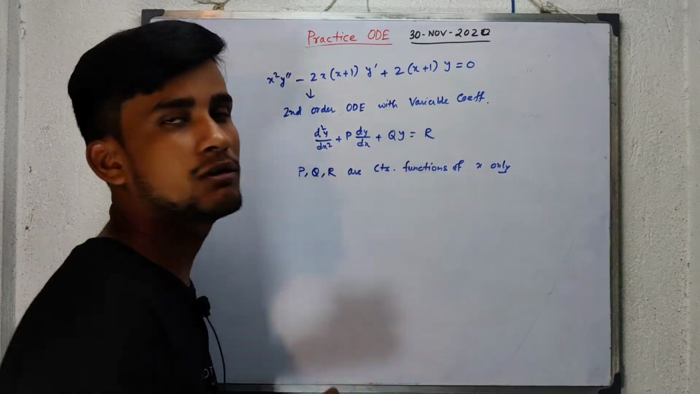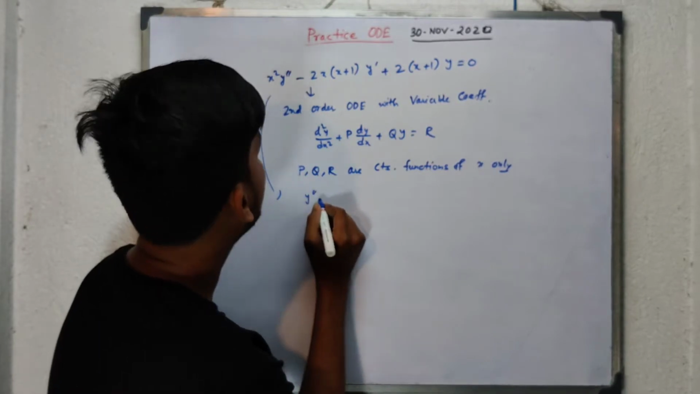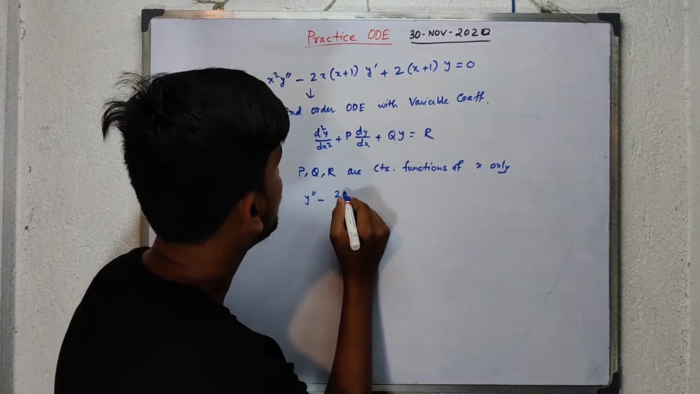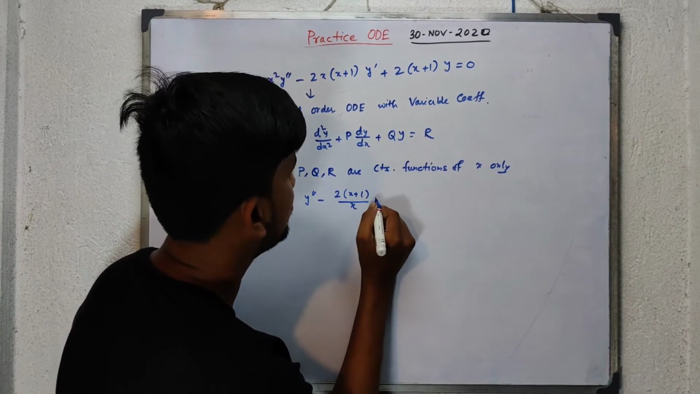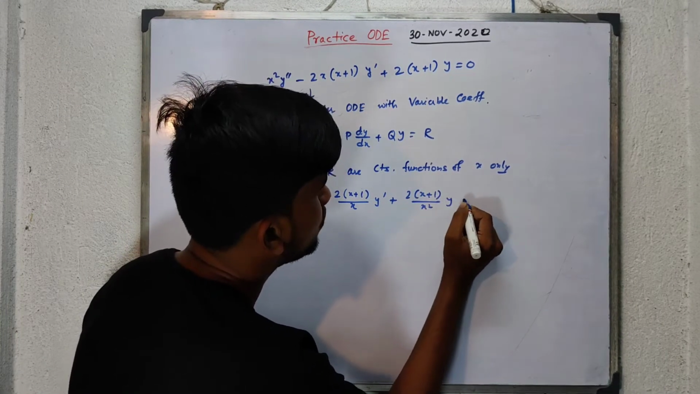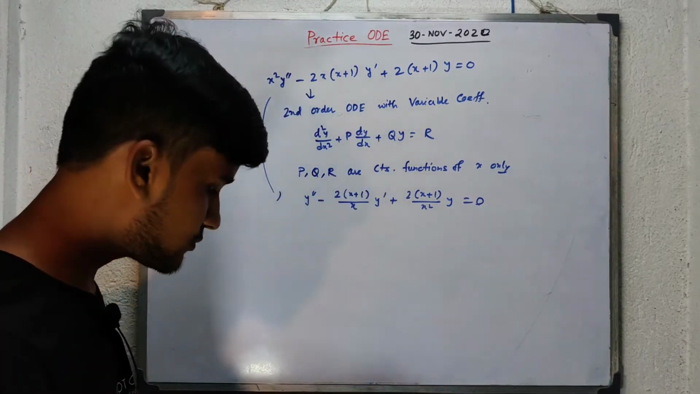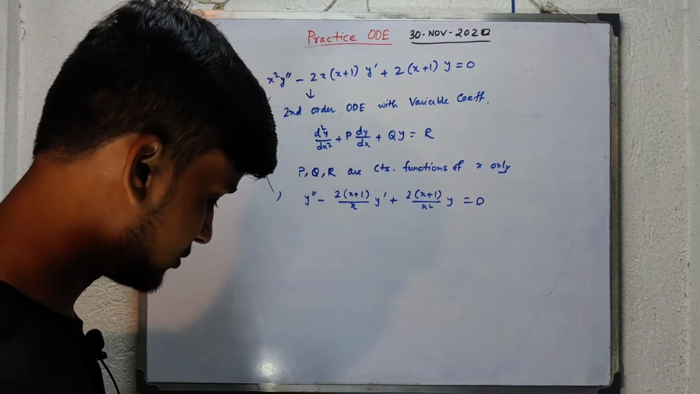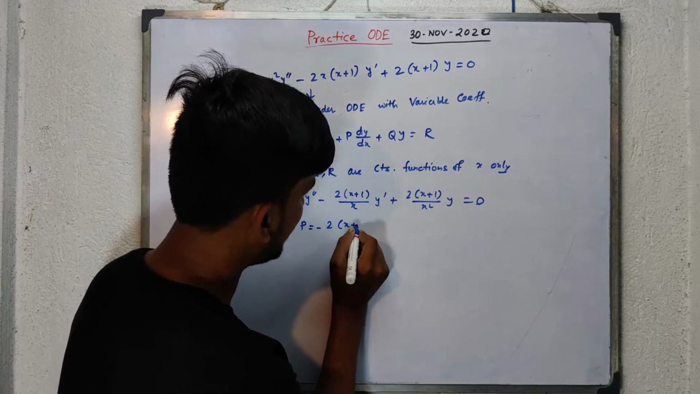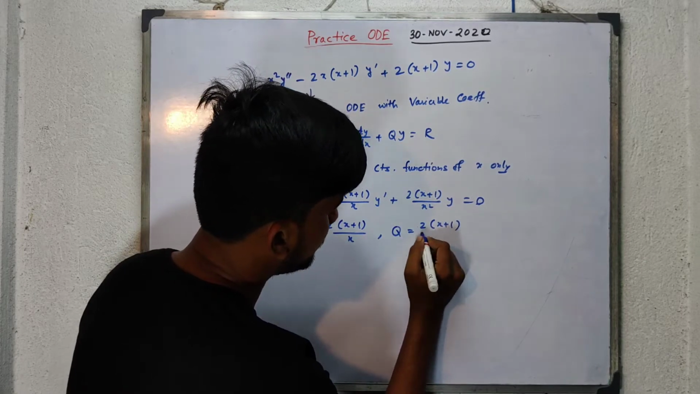And here since r equals 0, now we can write this equation in this form. That means y'' minus 2 times (x plus 1) by x y' plus 2 times (x plus 1) by x square y equals 0, dividing the whole equation by x square. So this is the standard form of this type. Now we know that the value of p is equal to minus 2(x+1)/x, and q equals 2(x+1)/x square.